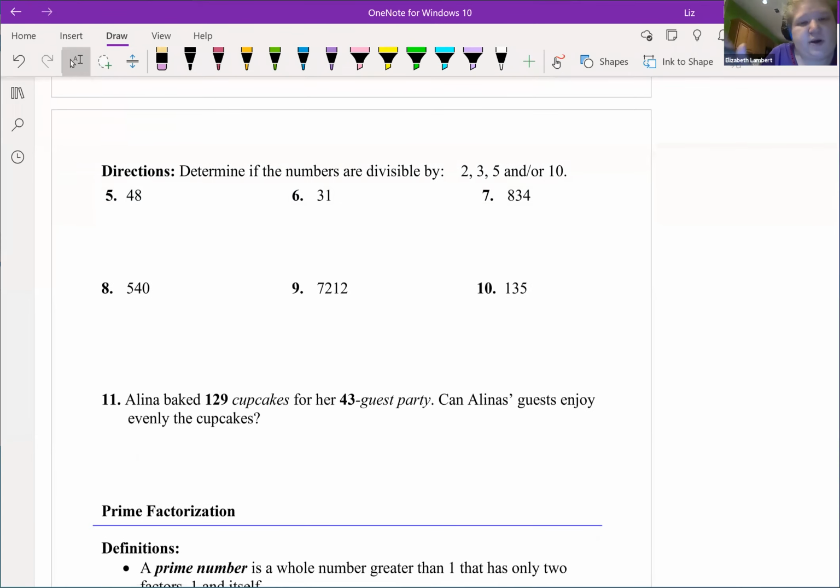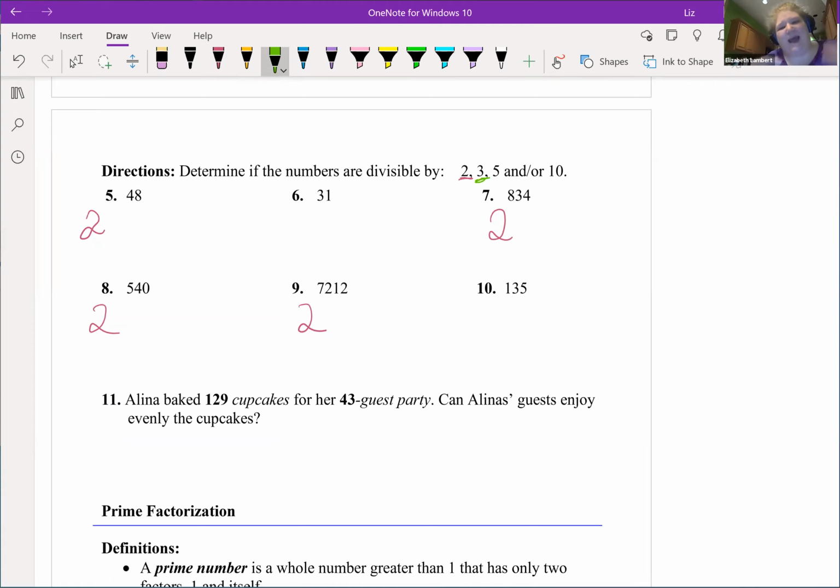All right, so now we are going to determine if these numbers follow the divisibility rules. Or, well, they follow them, we're just going to label. So let's start with 2. 48, is it divisible by 2? Ends in an 8, so it is divisible by 2. 31, nope. 834, yep. 540, yep. 7212, yep. 135, nope. All right, new color for the 3s.